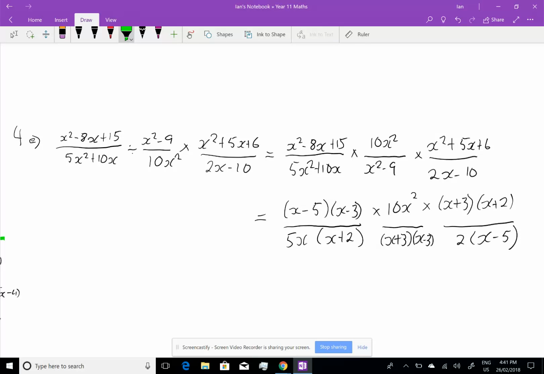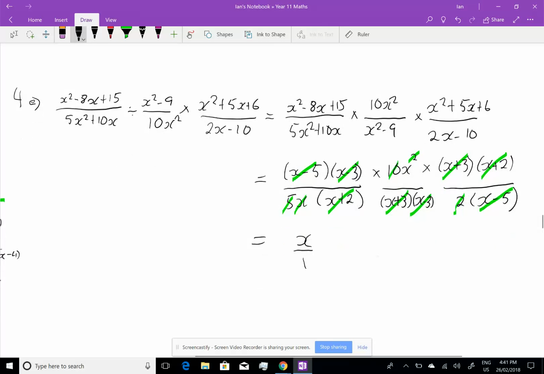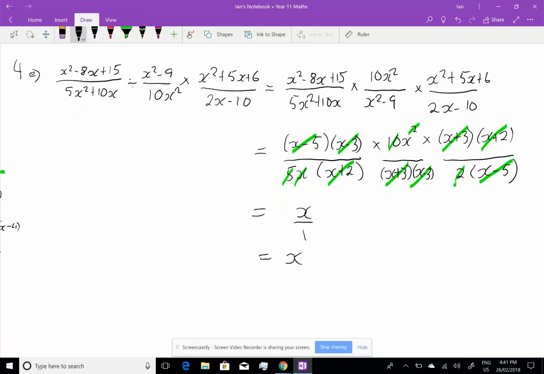Now, I just cancel away. The x minus 5 goes with the x minus 5. The x minus 3 goes with the x minus 3. The x plus 3 goes with the x plus 3. The x plus 2 goes with the x plus 2. The x goes with one of the x's there. The 2 times 10 goes into that. And would you believe it? I'm just left with x on 1. And so the answer to that whole thing, I'm pretty sure, is just x.